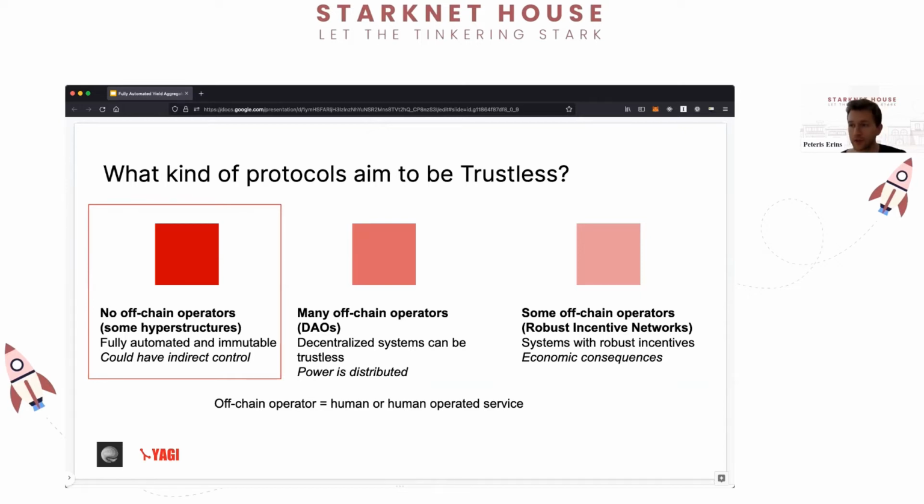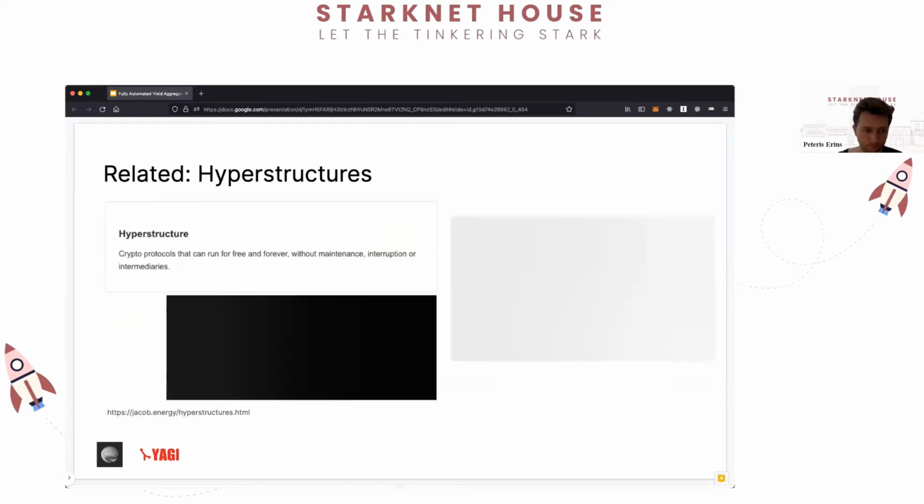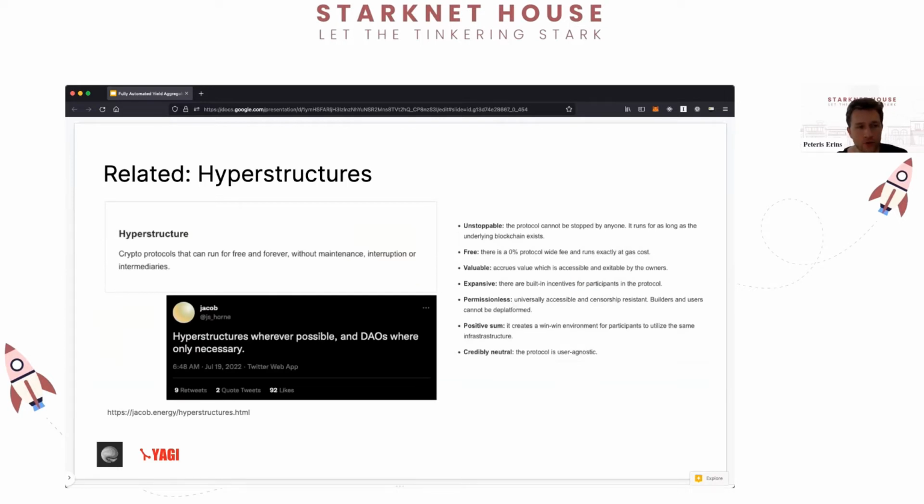Another name for this that has commonly been used is hyperstructures. I think hyperstructures actually have a more specific definition, which I'll cover. But basically, if you have no off-chain operators and no administrator, there's no owner to the contract, you can pretty much just read the code and understand what the contract does. And that ultimately is, I think, the most trustless implementation that we can aspire to get. That's where we're focusing most of our attention, at least when it comes to the vaults. We're really trying to be in this left-hand bucket and trying to see if we can make protocols where all the magic is written in the code itself, rather than relying on some external party coming in and doing the work.